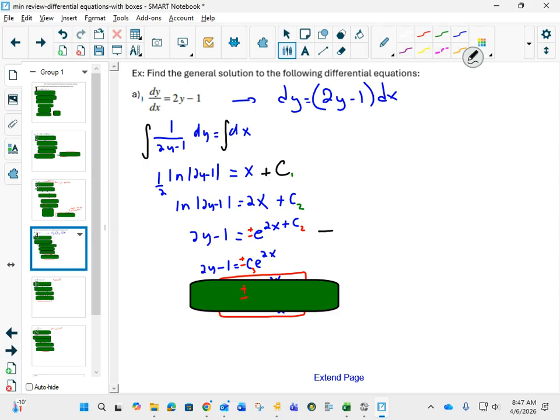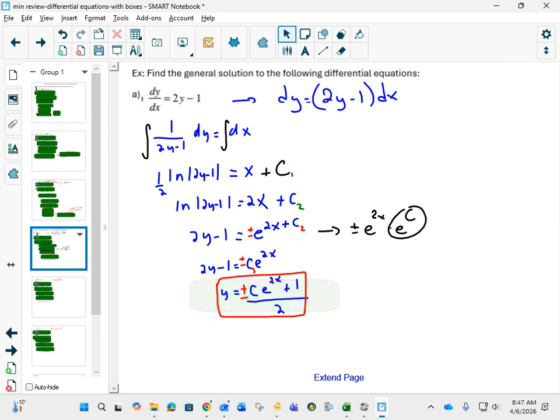Because this, with your exponent laws, would be e to the 2x times e to the c, and this e to the c could just become a new number c out in front. And then finally, we can move the 1 over and divide by 2. And this is a general solution, yes.